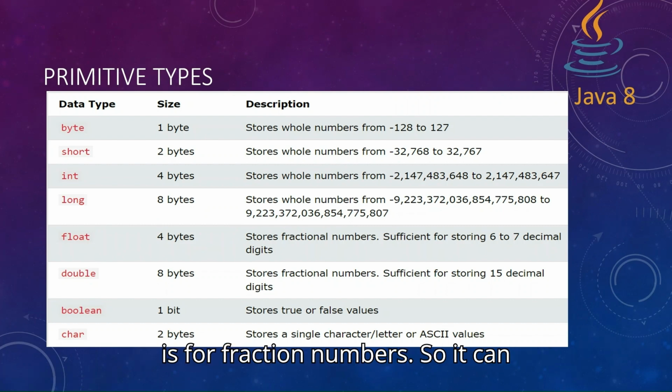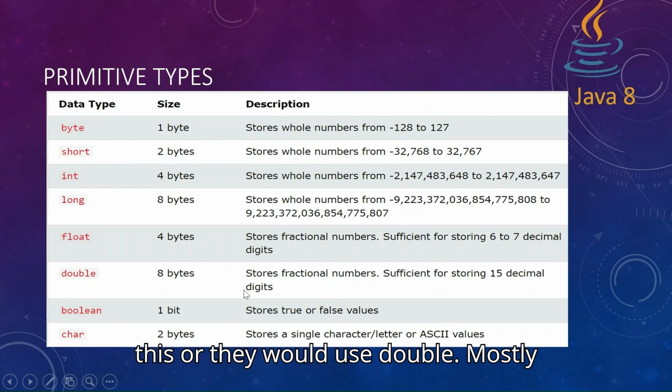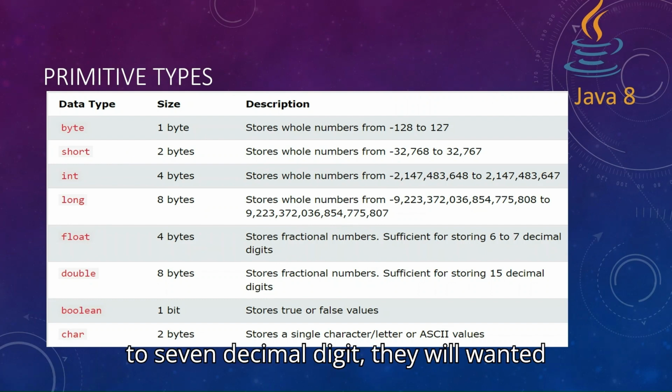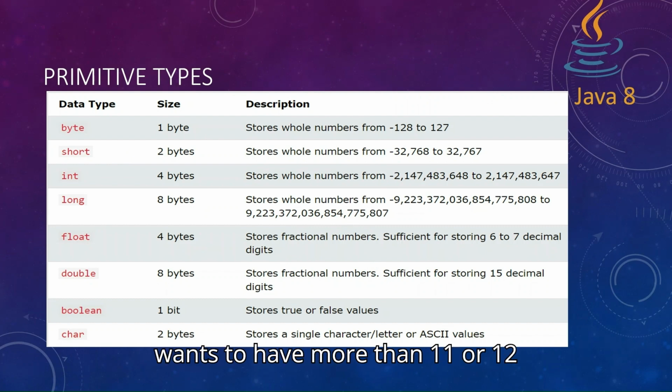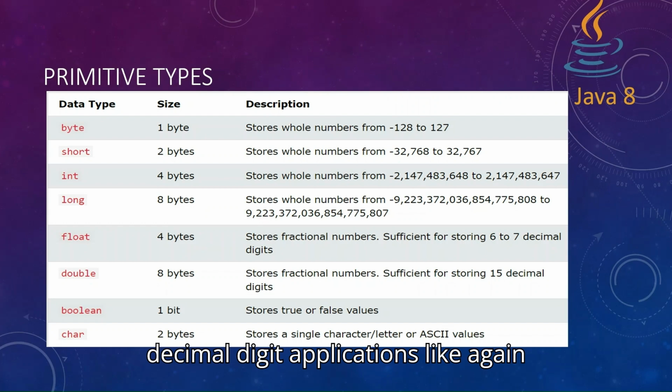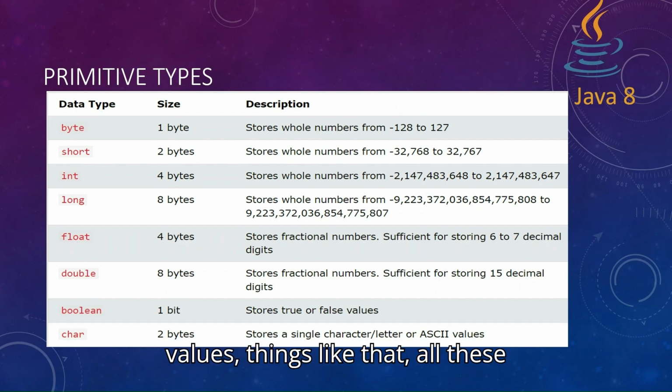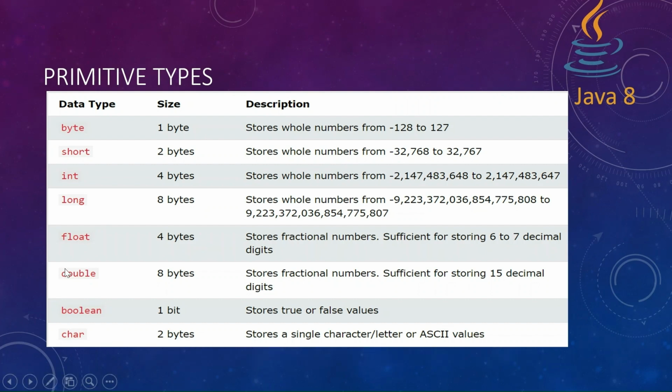Float is for fraction numbers, so it can take up to 6 to 7 decimal digits. People would use this, or they would use double. For an application which handles 6 to 7 decimal digits, they would use float with 4 bytes. If the application needs more than 11 or 12 decimal digits, such as banking or trading applications, or any application that deals with calculations or money, or even Bitcoin values, all these things have values in fractions. So for fractions, it is better to use double. And when you want to handle large numbers, go for long. For small applications, people generally use int, long, double.